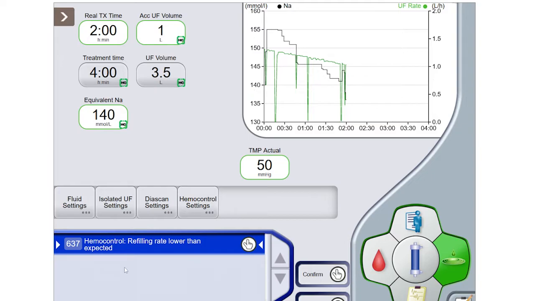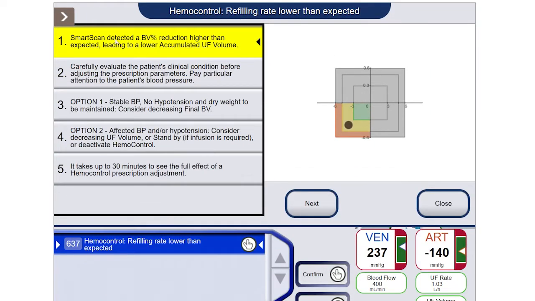Okay, so we've got another blue reminder, same as last, so refilling rate is lower than expected. And it won't actually let me go back to the main screen right now until we address this. On the machine, of course, you could, but just not in the simulator. So, HemoControl refilling rate is lower than expected, so same as before, we can hit help and go through. So we're seeing a blood volume reduction higher than expected, leading to a lower accumulated UF volume.